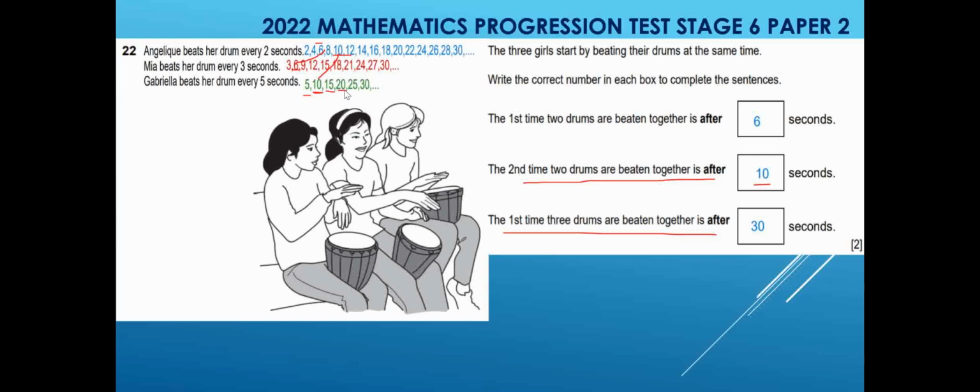20 is not a multiple of 3, 25 is not a multiple of 2, of course. 30 is a multiple of 3 and also a multiple of 2, so 30 exists as the lowest common multiple of 2, 3, and 5, so that will be the answer. Right, next.